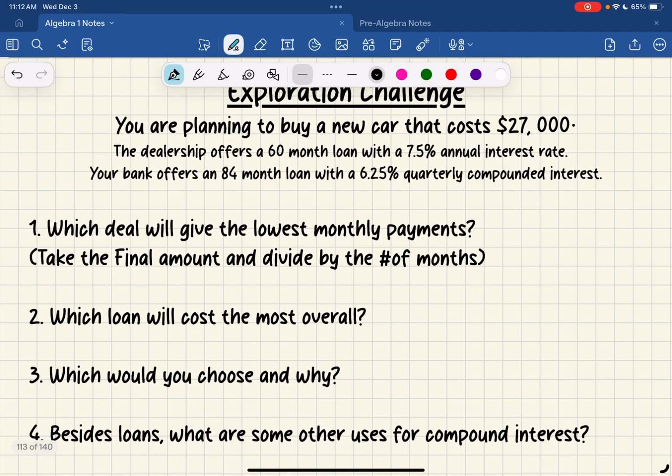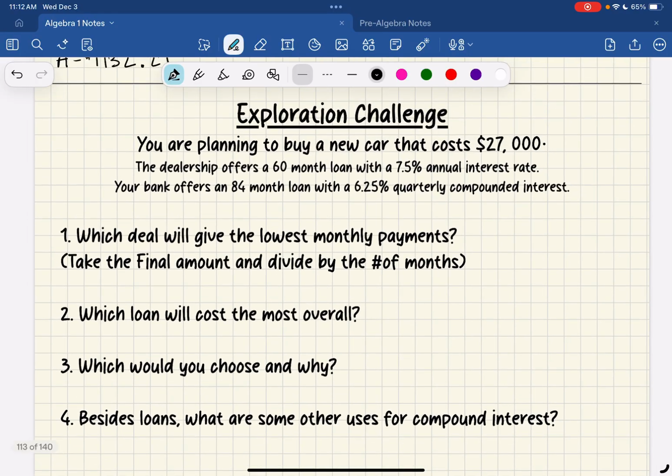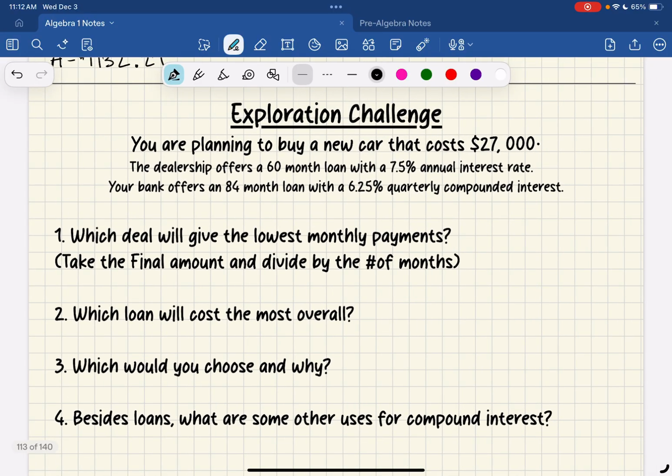And here is your class challenge. I want you guys to pick a partner, work these out, and then I'm going to go ahead and fill in our final answers here just so you guys can see. Number 3 is obviously going to be a personal choice. I just want you to tell me why. But you guys can pause this video, come back at the end, and you'll see the answers. Good luck.